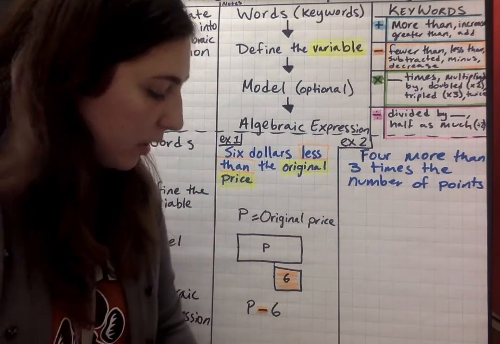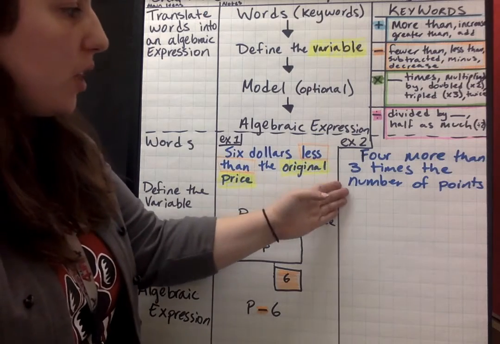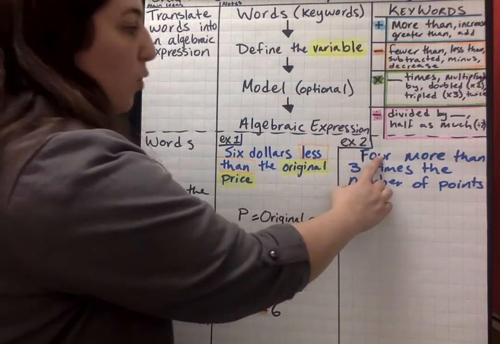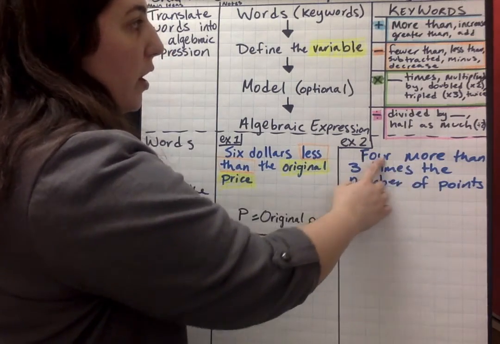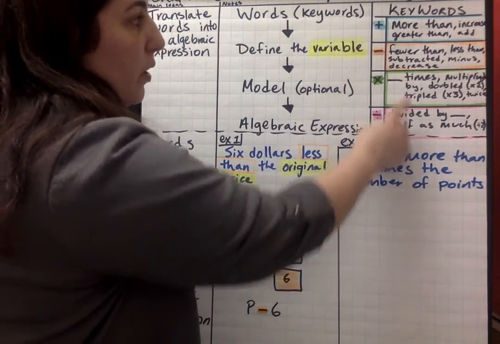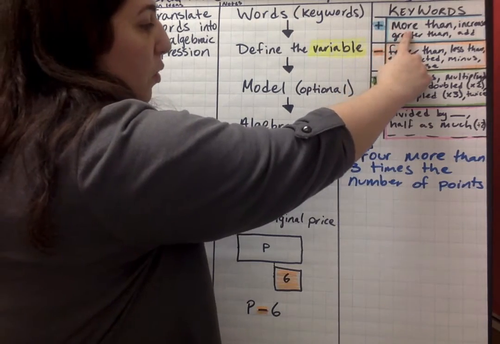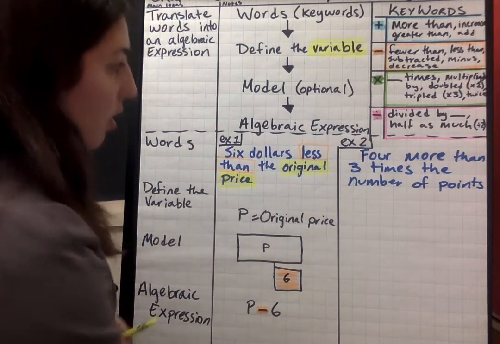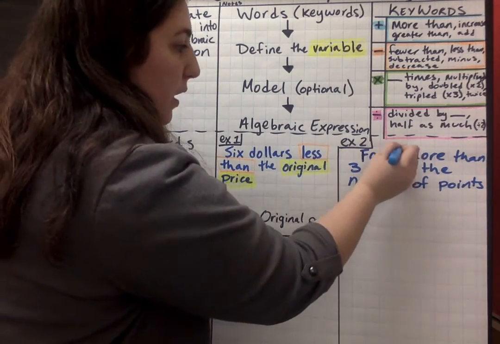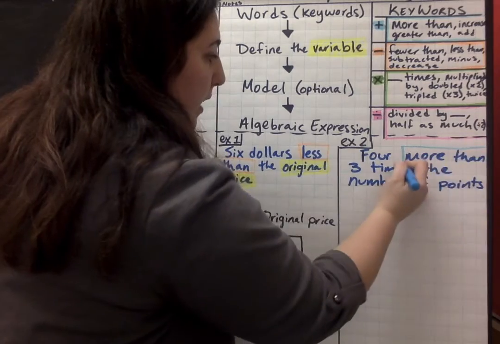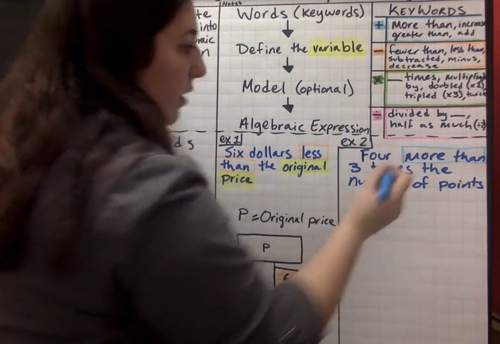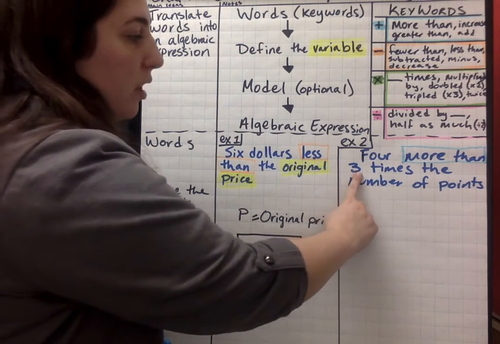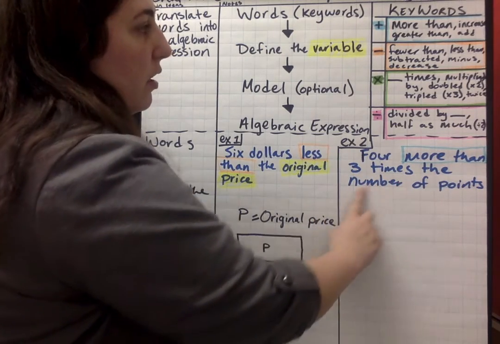So there's a few things that I see there. Okay, this is more of a complex example. First thing I notice is 4 more. Okay, 4 more. That tells me, if I look at my keyword list, I see the word more than. That tells me I'm adding something. Okay, so I'm going to put a blue highlighted box around it to show that I'm going to be adding something.